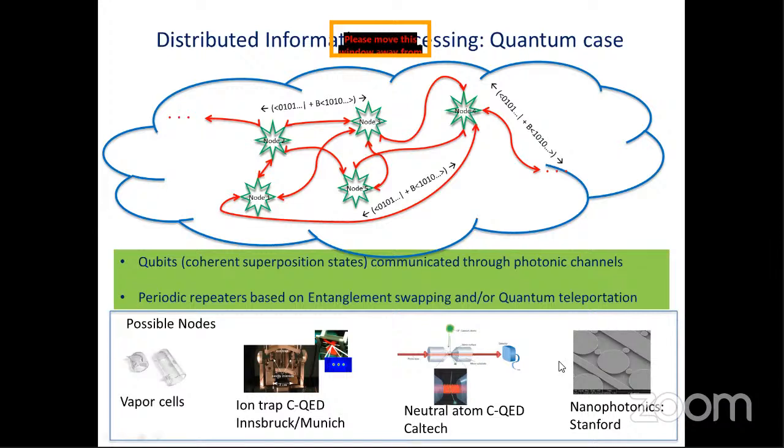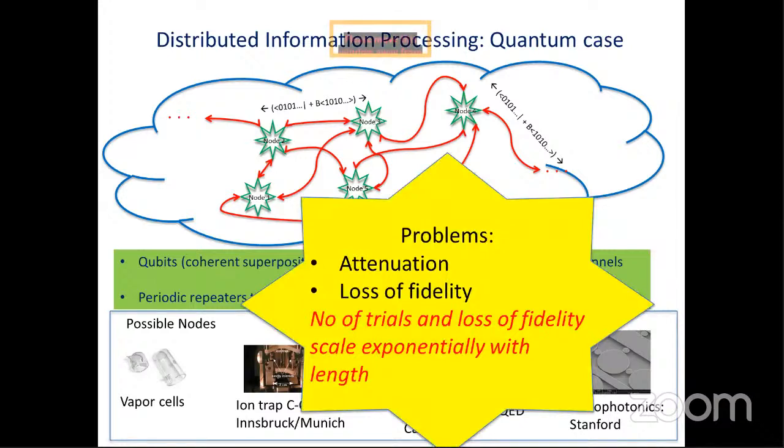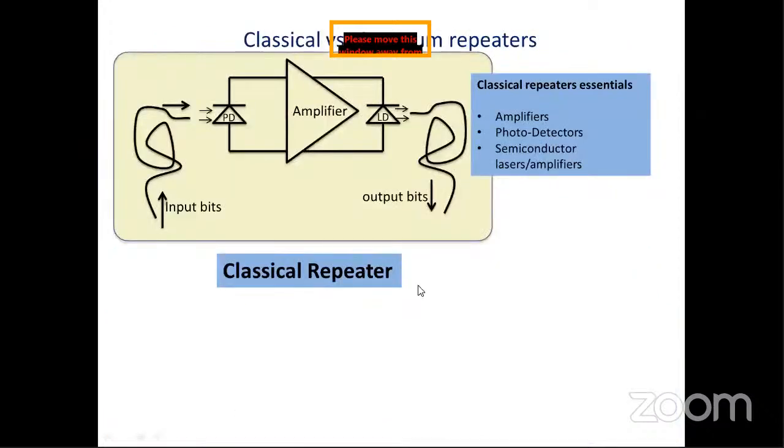Now, these are various nodes for a distributed quantum information processing platform. So you have vapor cells, ion trap based cavity QED systems, neutral atom based cavity QED systems, nanophotonics coupled to waveguides, etc. As I said, the problem is that you cannot transport this information over very long distances, because there is attenuation of the signals and you keep losing fidelity.